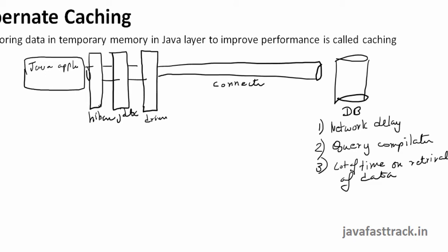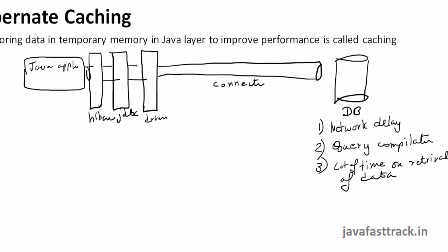So now how can we improve the performance? To reduce the delay in data retrieval and to improve the performance, we can use a concept called caching in Java. Caching is not just a Hibernate related concept. Caching is a general concept in software development.